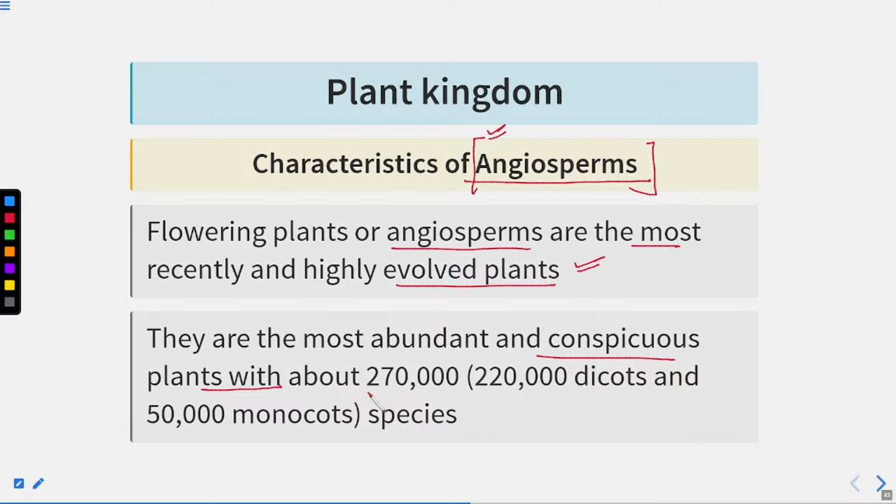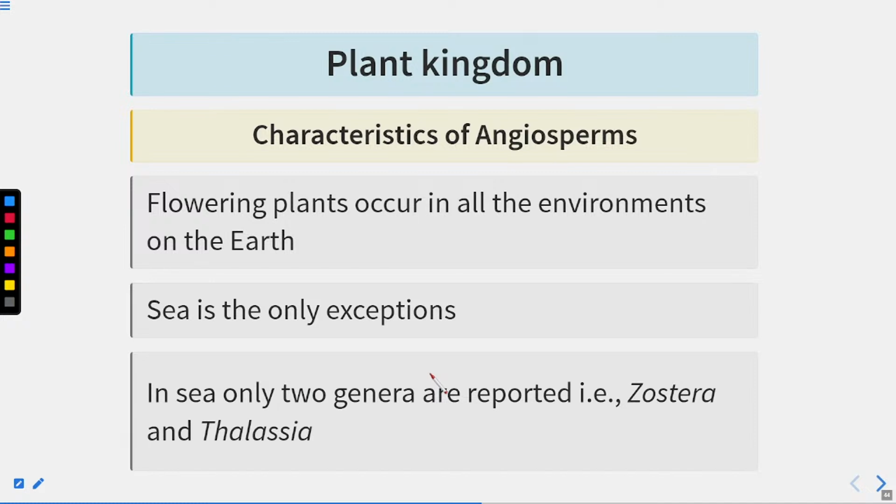About 270,000, or 220,000 dicot and 50,000 monocot species. So this is the number of angiospermic plants that are present today, and out of those, 220,000 are dicots and 50,000 are monocot species.